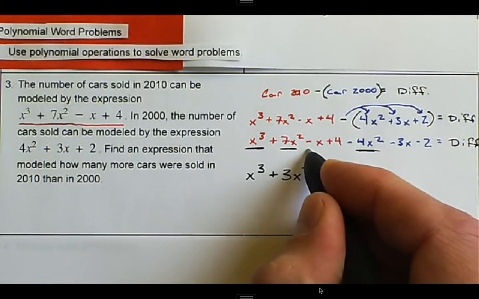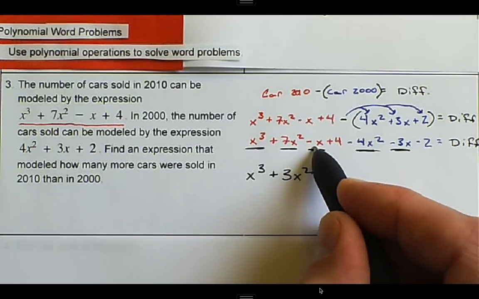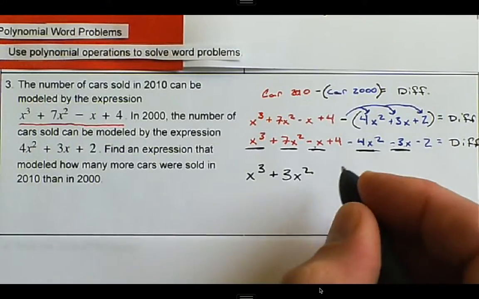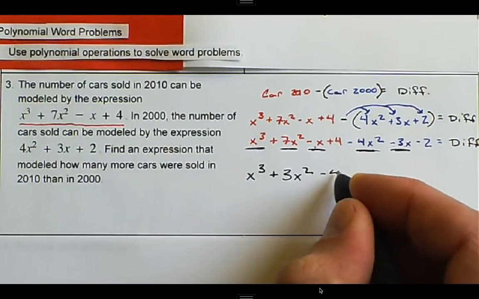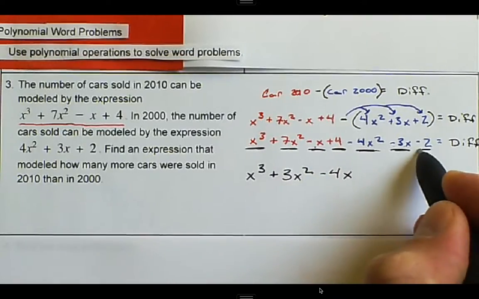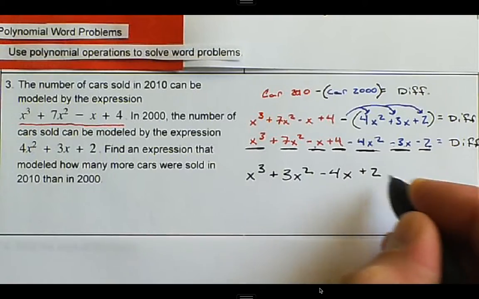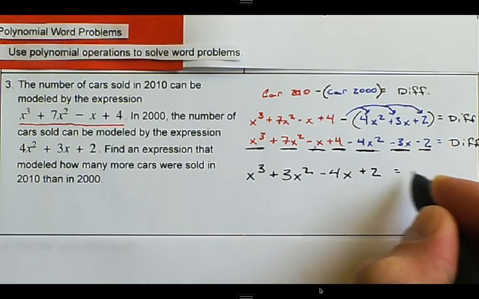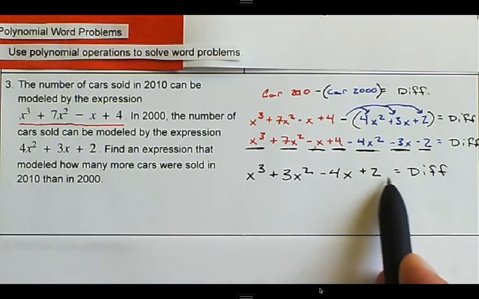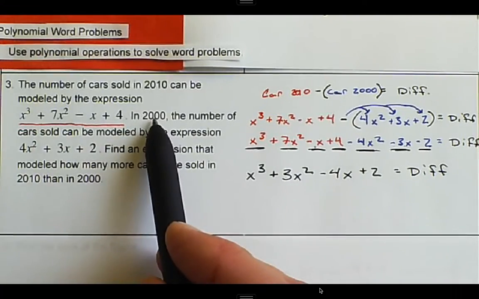We now have an x term, which is a negative x, and we have a negative 3x. So negative 1 minus 3, they have the same sign, so we add them, and we get negative 4x. And then the last thing that we come to is our constant, and that's 4 minus 2, which is a positive 2. And this is the polynomial that represents the difference between cars sold in 2010 and cars sold in 2000.